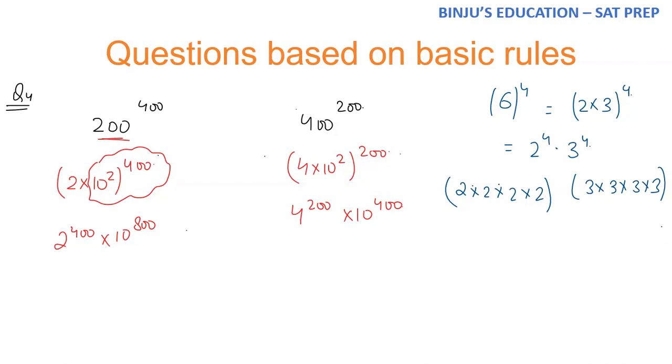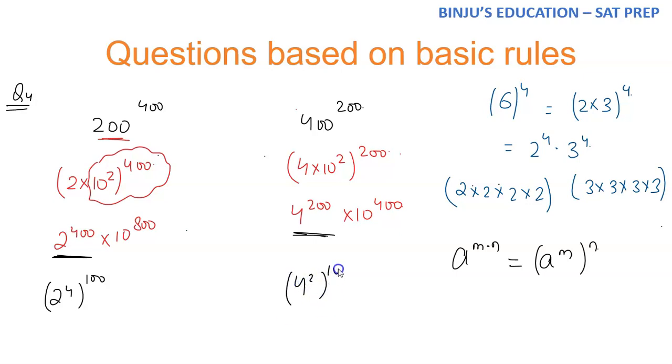Now we'll be concentrating on this and this expression. 2 to the power 400 I can also rewrite as 2 to the power 4 whole to the power 100, basically going the other way around, that is a to the power m into n can be written as a to the power m whole to the power n. 400 is 4 into 100, so that will become 2 to the power 4 whole to the power 100, and 4 to the power 200 is 4 square to the power 100, again using that same concept.